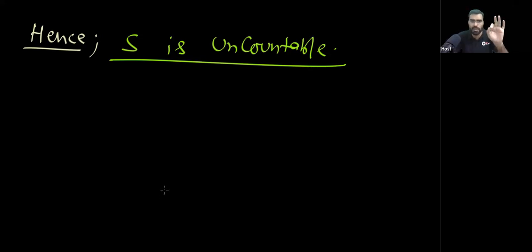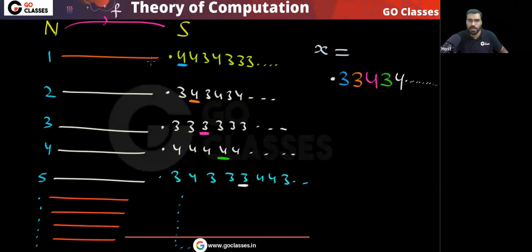All you have to do, just notice here. We want to prove that S is uncountable. For that, we need to prove that there is no bijection. We are proving by contradiction. First, we assume there is a bijection.